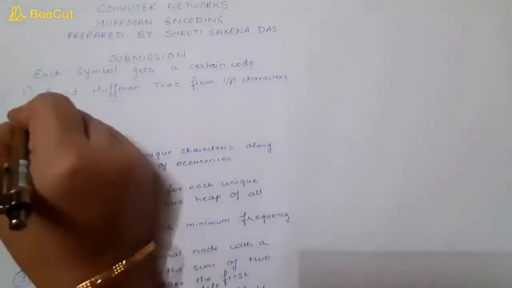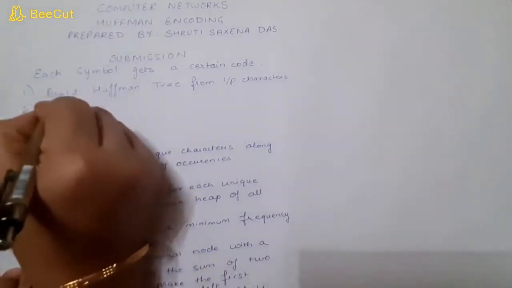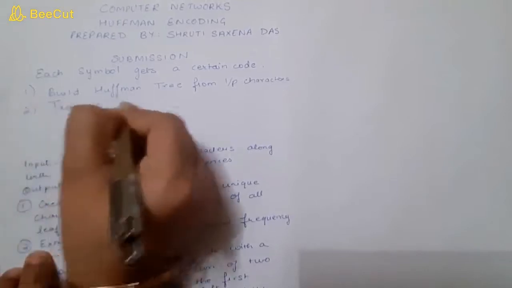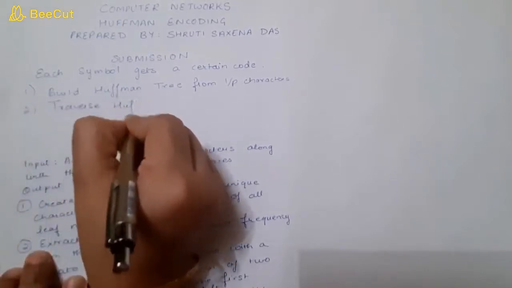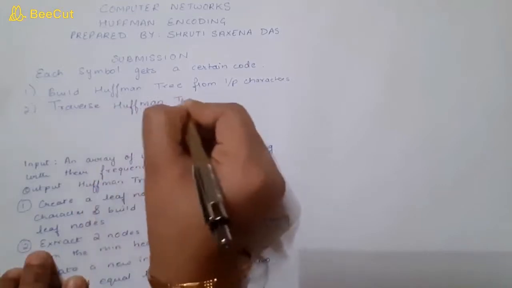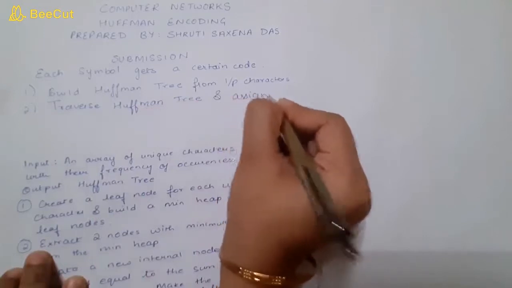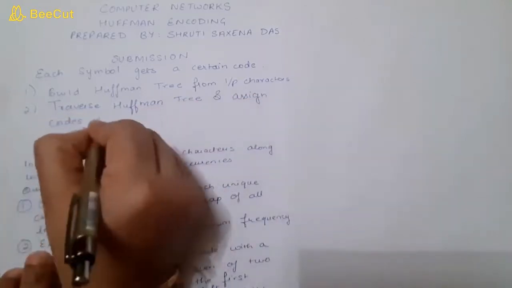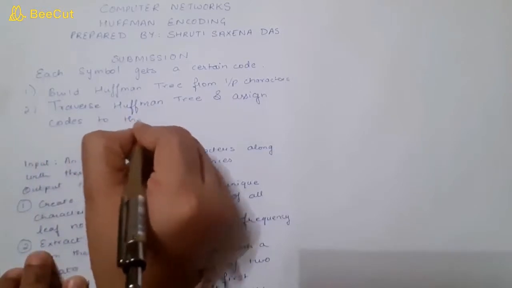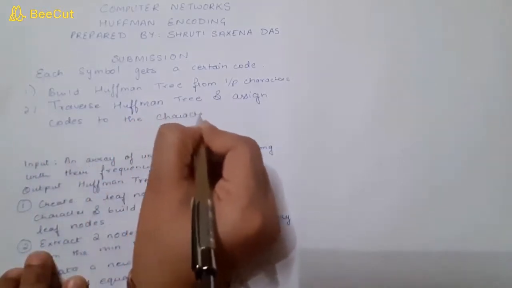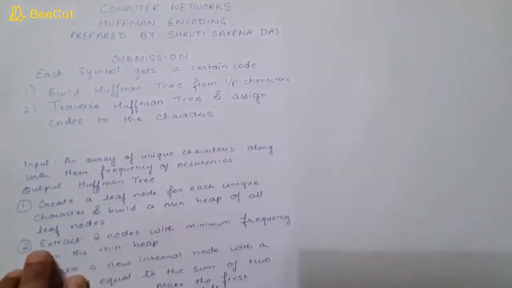The second phase will be that we have to traverse the Huffman tree, which we'll create, and assign codes to the characters. Okay. Now these will be the two phases in the Huffman algorithm. The first one will be to create a Huffman tree. The second one is to traverse the Huffman tree and then assign codes.